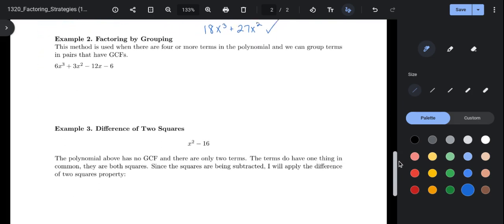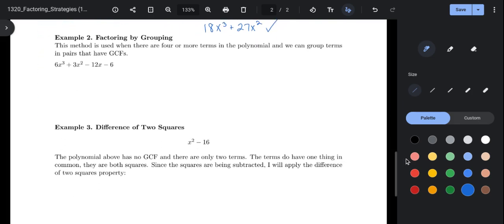All right, the next example we're going to look at is factoring by grouping. So remember that this is when we have 4 or more terms in our polynomial. And to factor by grouping, we're going to group the terms in pairs. So here we have the polynomial 6x cubed plus 3x squared minus 12x minus 6.